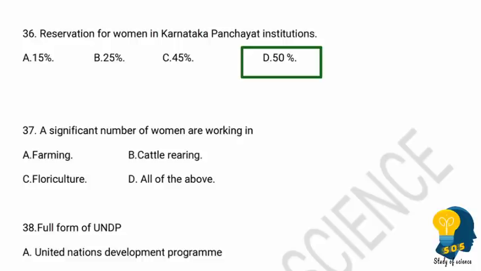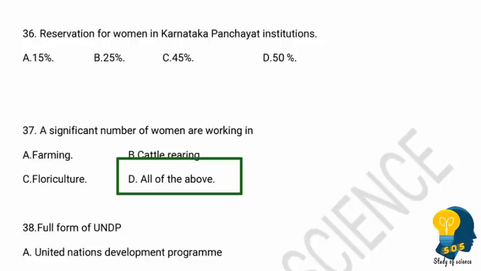A significant number of women are working in, and the options are A. Farming, B. Cattle rearing, C. Floriculture, D. All of the above. And the right answer is D. All of the above.